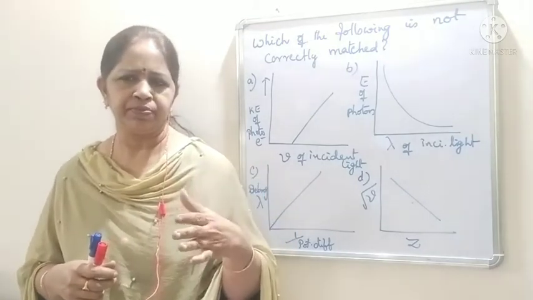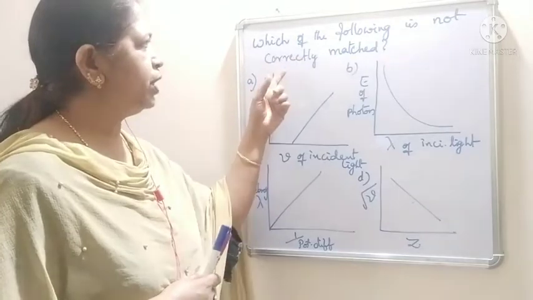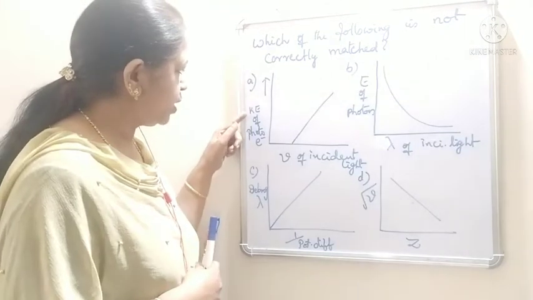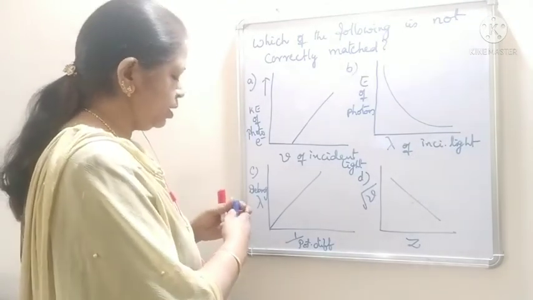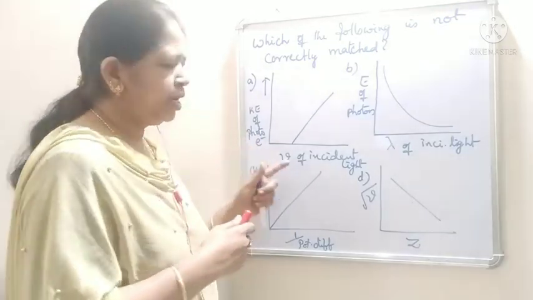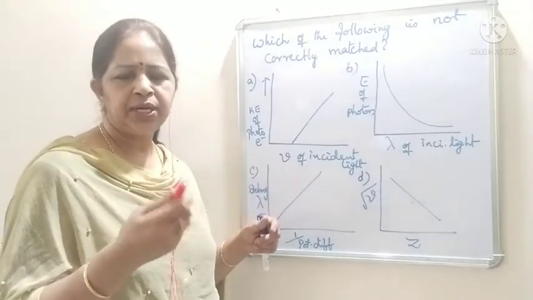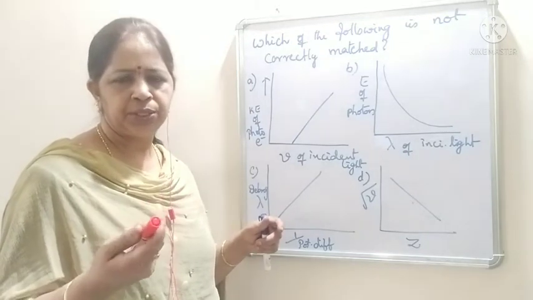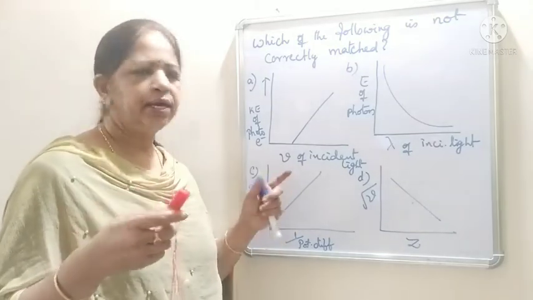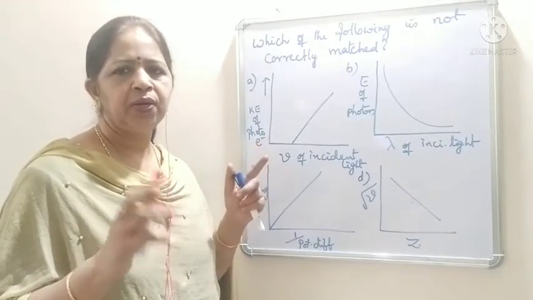We have to identify. Okay students, now the first one, which of the following is not correctly matched? In this, first one is kinetic energy of photoelectron is drawn against the frequency of incident light. If we increase the energy of incident light, energy is nothing but E is equal to h nu. Energy and nu are directly related. If we increase the energy of incident light, the kinetic energy of the photoelectron will be increasing. They are directly related because the work function will not change.